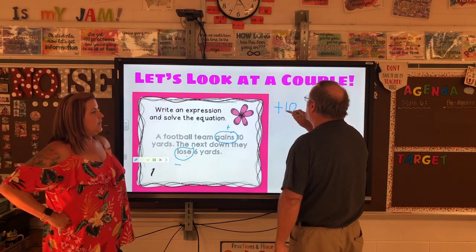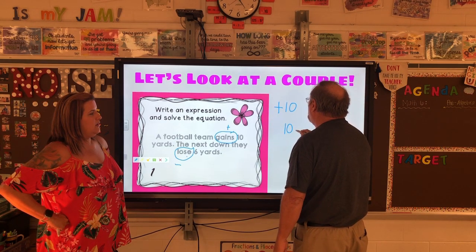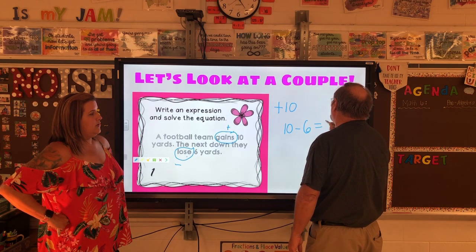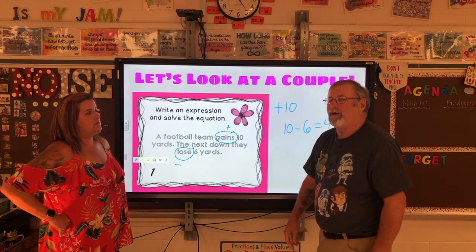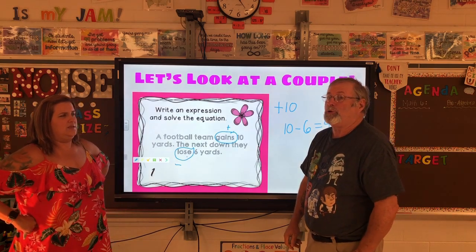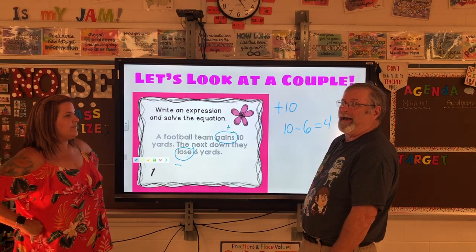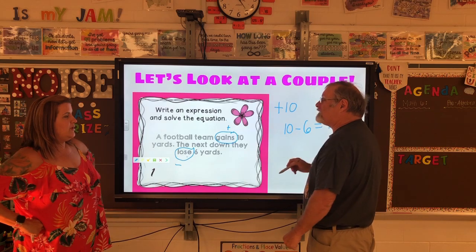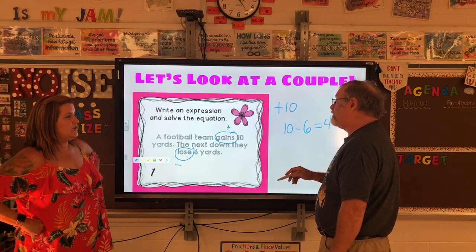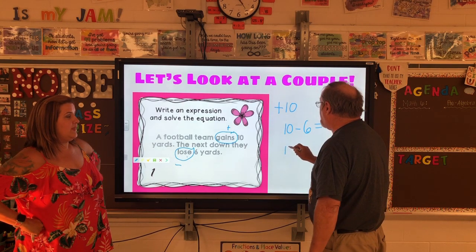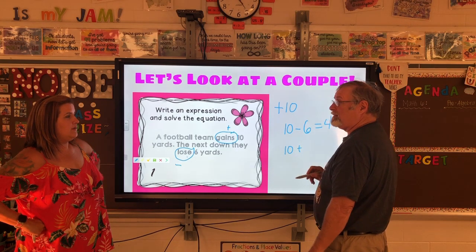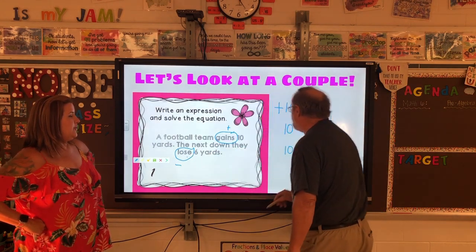But we're going to look at this two different ways. We could just use a positive 10 minus the 6 yards, which would give us 4. But there's nothing super mathematical about that. We learned that back in like the 3rd grade. So let's treat this like an integer addition problem. This would be 10 plus, well, we know this is actually negative 6.